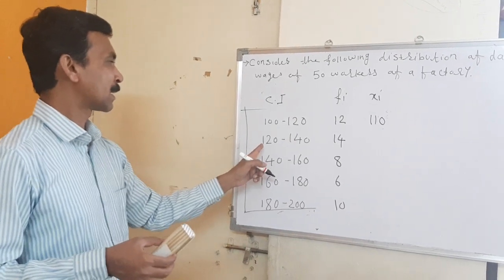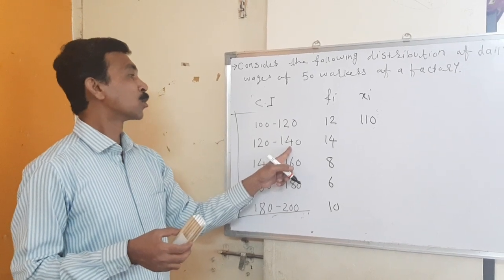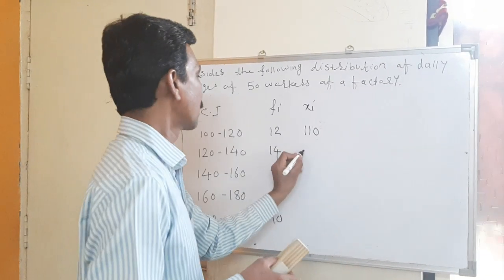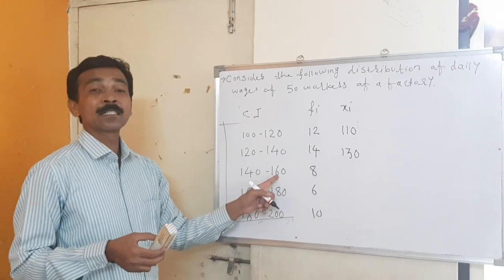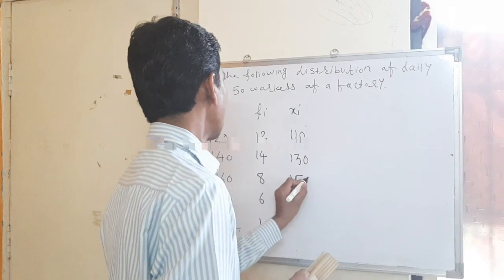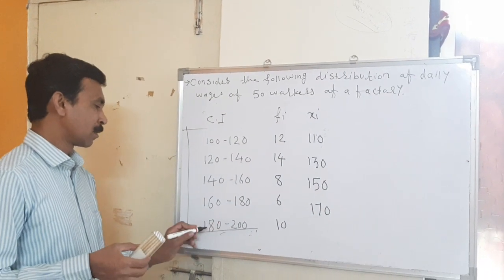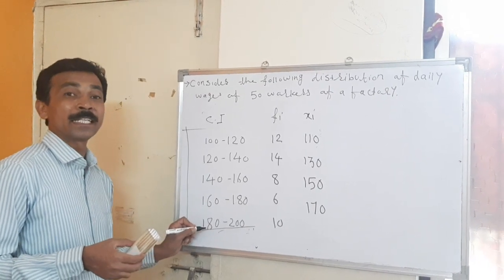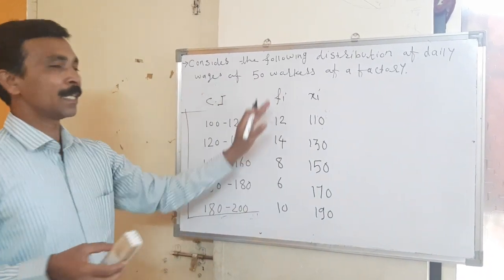Similarly, we'll see the Xi for the second class interval. 120 plus 140 is 260. 260 by 2 is 130. 140 plus 160 is 300. 300 by 2 is 150. 200 plus 180 is 380. 380 by 2 is 190. These are the Xi.